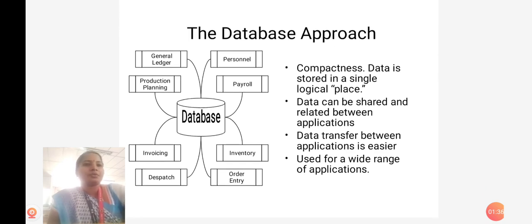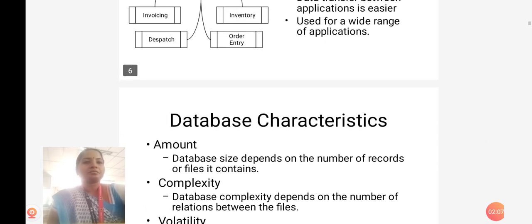So database approach, compactness. What is the meaning of compactness? The database here comes in general ledger, personnel, production planning, payroll, and also it includes invoicing, inventory, dispatch, and order entry. So compactness in the sense data is stored in a single logical place. Data can be shared and related between the applications. Data transfer between applications is much easier when compared to the file based approach. So it is used for a wide range of applications.